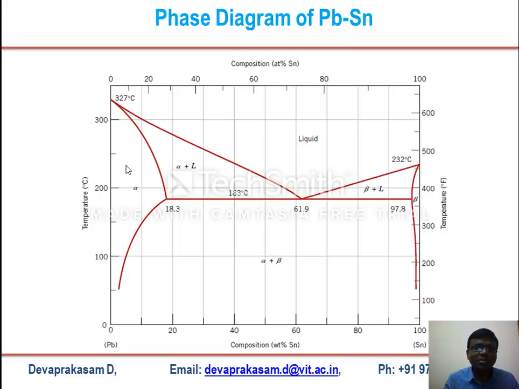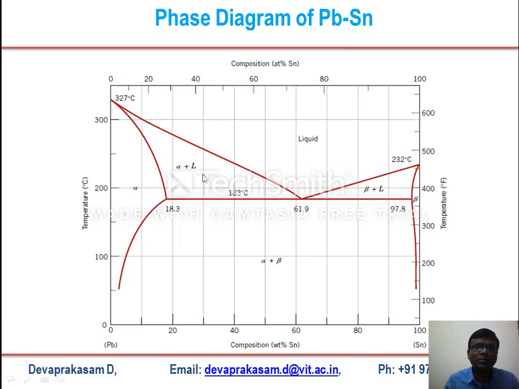It varies. For example, on the left side, the lead dominated area, there is the alpha phase. If you cool down within 18.3% of tin, you can see there is an alpha phase. This region is the alpha phase, which is a solid phase. Above 327, or along this line, above the line, it is the liquidus, and it is totally in liquid form whatever the percentage of tin.